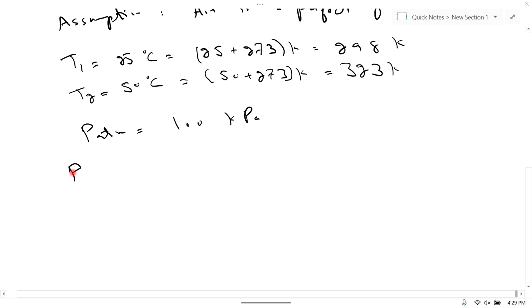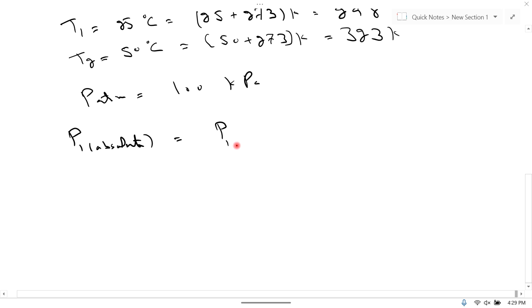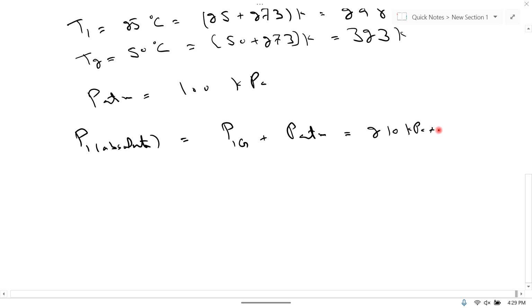So P1 absolute is equal to P1 gauge plus P atm, which is equal to 210 kilopascal plus 100 kilopascal. Atmospheric pressure is 100 kilopascal. So P1 absolute is equal to 310 kilopascal.